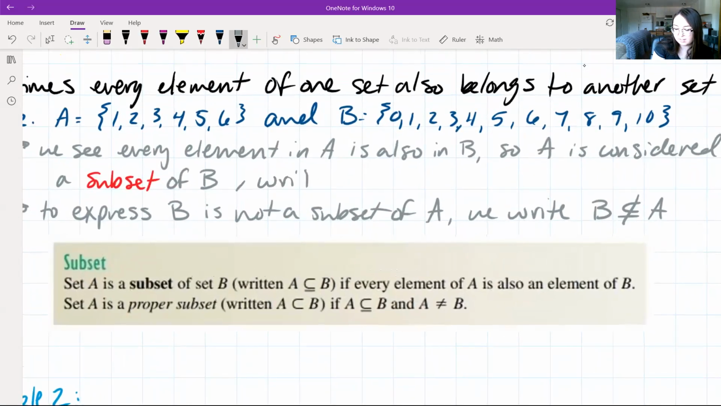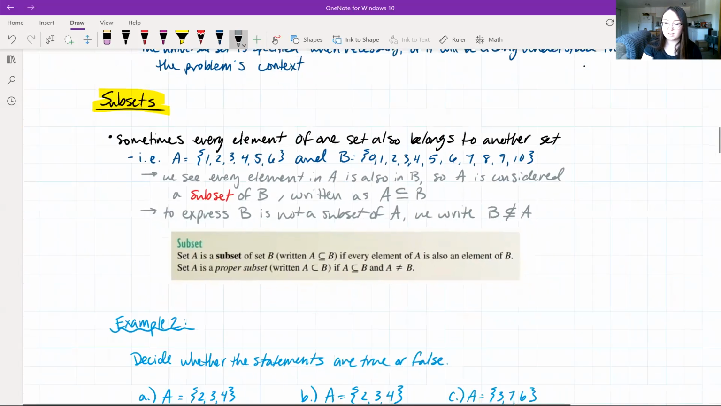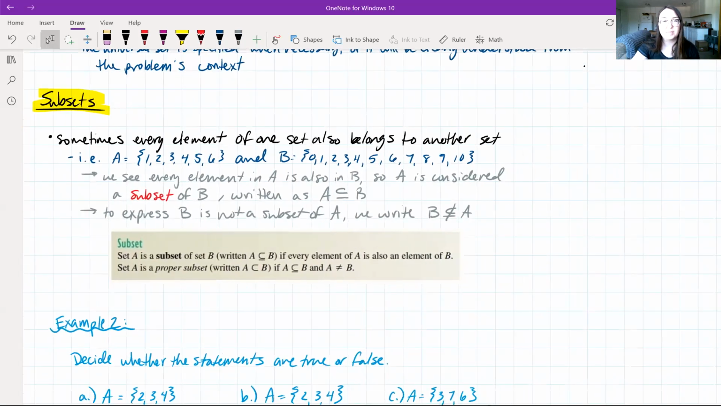This is written as A, and we have this sideways U with a line underneath. I wrote that very badly. That's to signify that A is a subset of B. So it's that sideways U with a line underneath, and it's always in that direction.